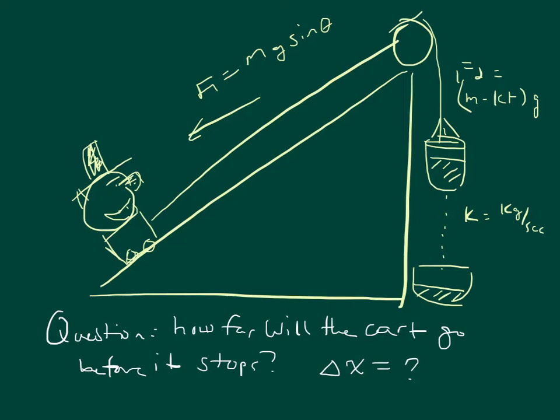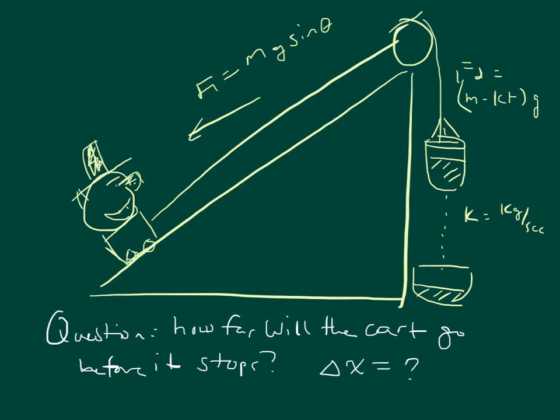In this diagram, as you can see, there are two forces involved. First is F1 equals mg sine theta. The second force is (m minus kt) times g. K is the amount of mass lost per second, so the unit is kg per second.